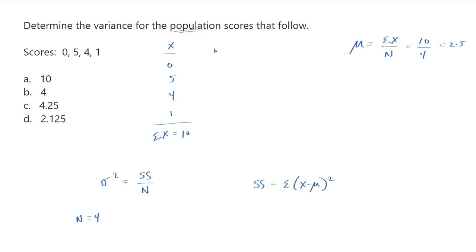So in order to work out my deviations from the mean, I'm going to have to subtract 2.5 from each. So 0 minus 2.5 is negative 2.5. 5 minus 2.5 is positive 2.5. And then I've got 1.5 and then negative 1.5. And if you add these up, you'll find, as they're supposed to, the sum of your deviations, not your squared deviations, comes out to be 0.